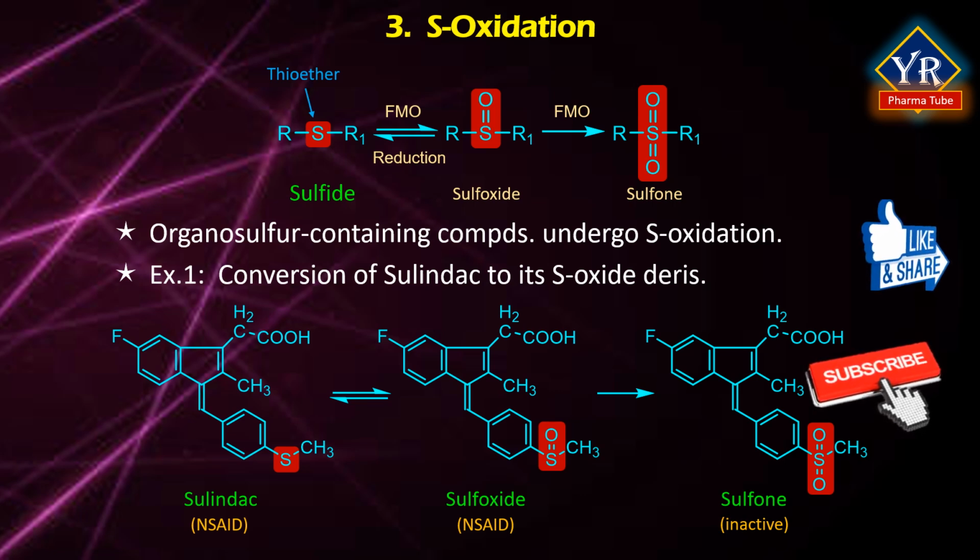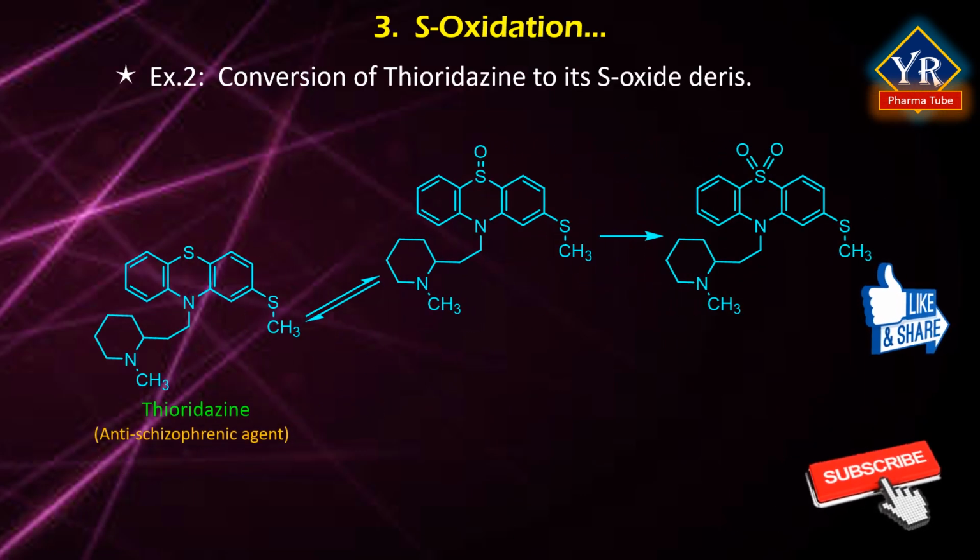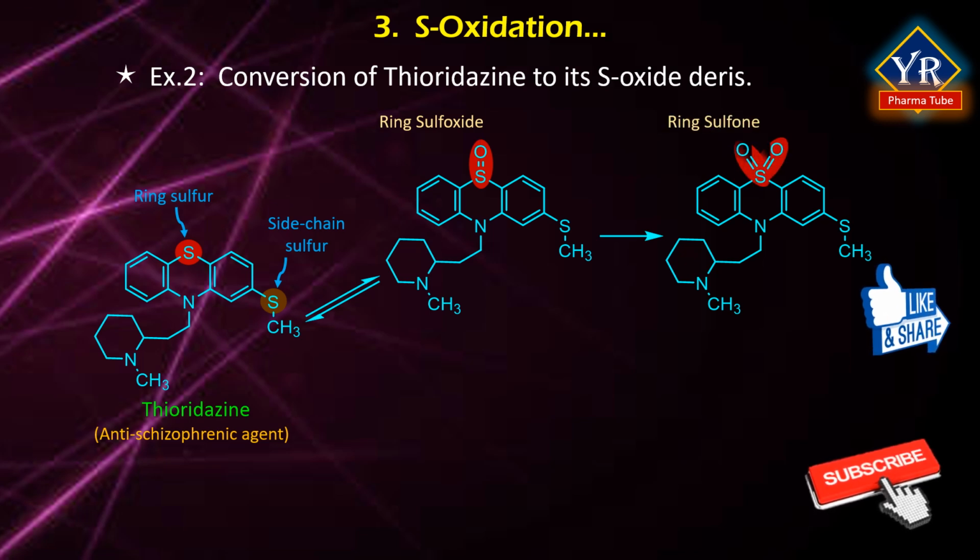sulfone is inactive. In the second example, thioridazine contains two sulfur atoms. One is in the ring and the other is in the side chain. Both sulfur atoms are susceptible to S-oxidation. Thioridazine is converted to its corresponding sulfoxide and then to a sulfone derivative by S-oxidation reaction.